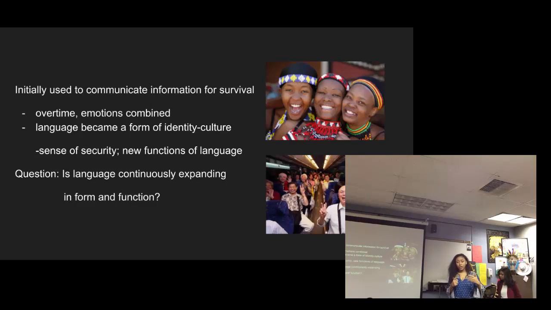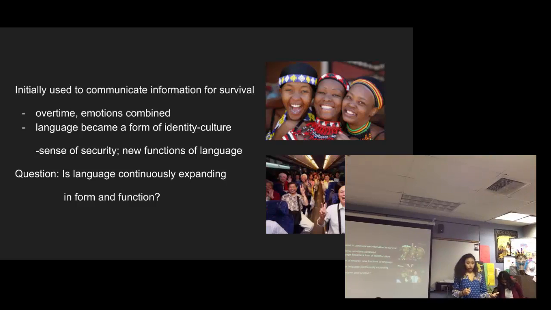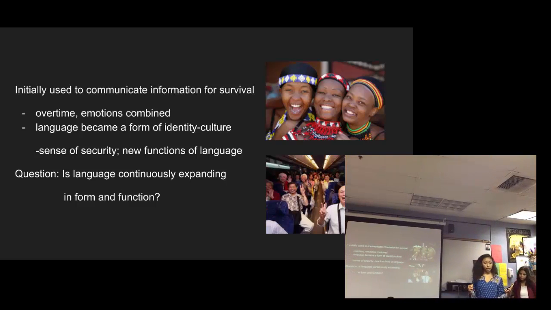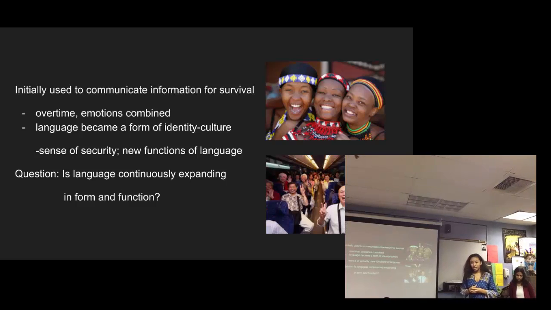Language was initially used to communicate information for survival. So during our caveman times, language was mostly used to share and exchange ideas and ways of doing things, such as how to build fire, how to hunt, how to create weapons. And then over time, as civilizations were created through the advancement of technology, people began to input their own emotions, using language to express their emotions.